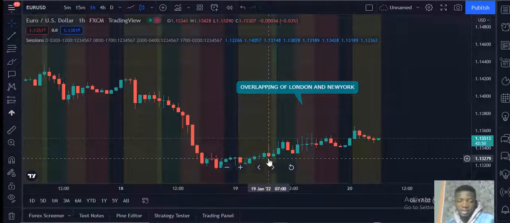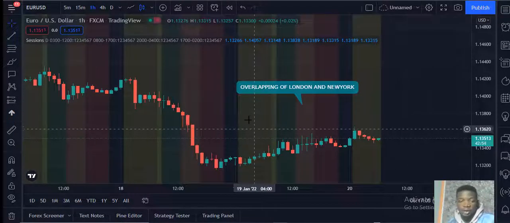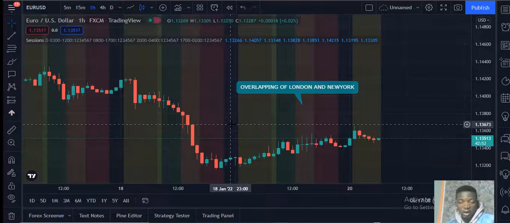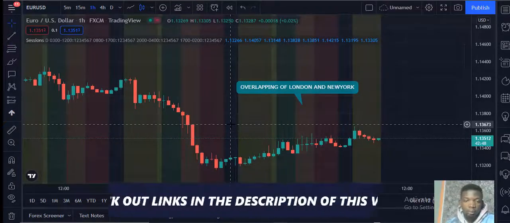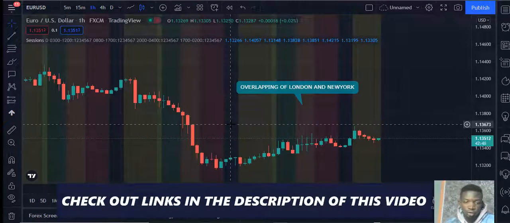And I'm going to be taking these sessions one after the other. But before I do that, if you also want this kind of chart on your screen, I'm going to take you through it quickly now.